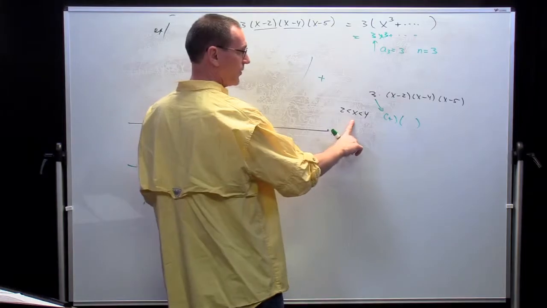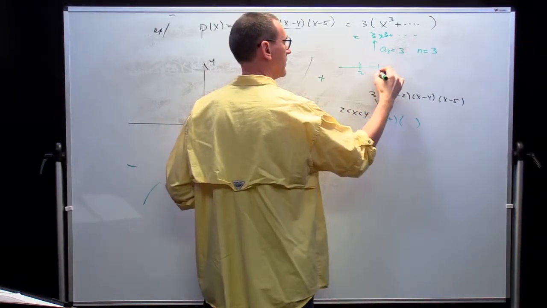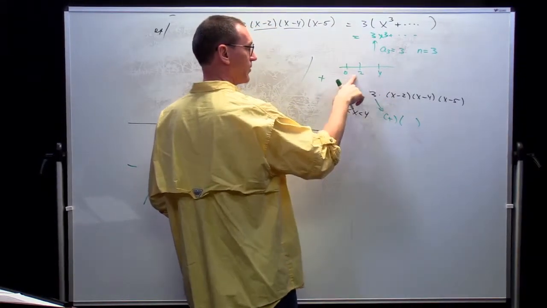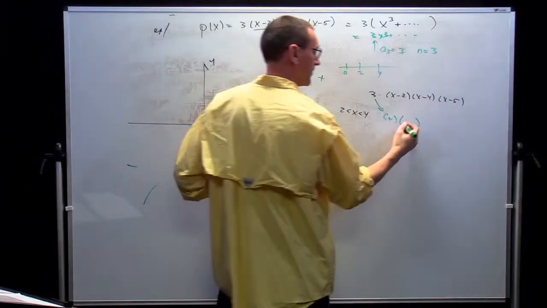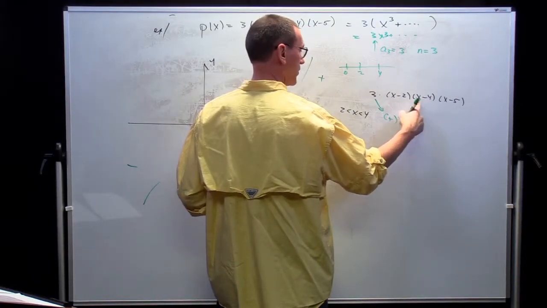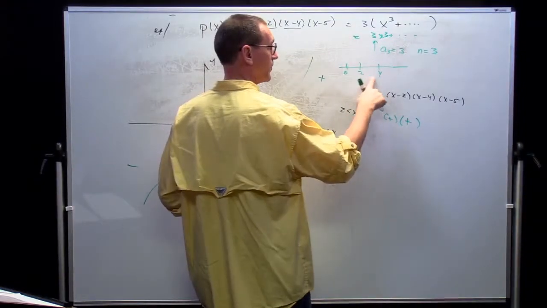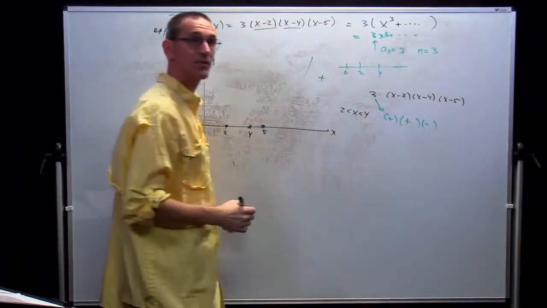If I take a number between 2 and 4 and I subtract 2, right, so if I take any number between 2 and 4 and I subtract 2, it still has to be positive. If I take a number from 2 to 4 and I subtract 4, so if I've got a number in here and I subtract 4, that's got to give me a negative number.